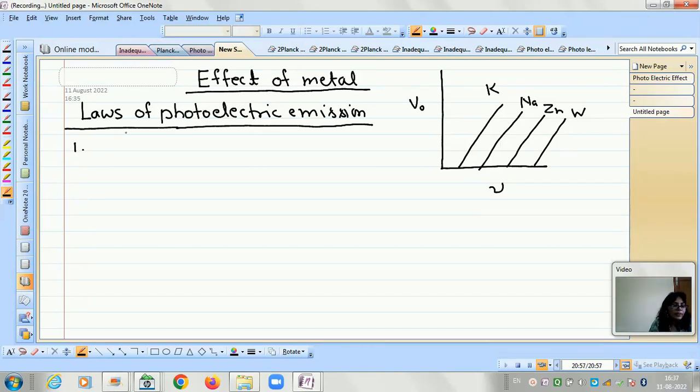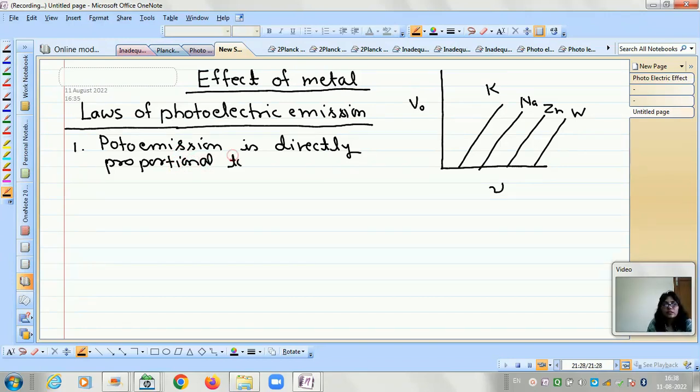The first law is that the photoemission is directly proportional to the intensity of the radiation. This is the first law.